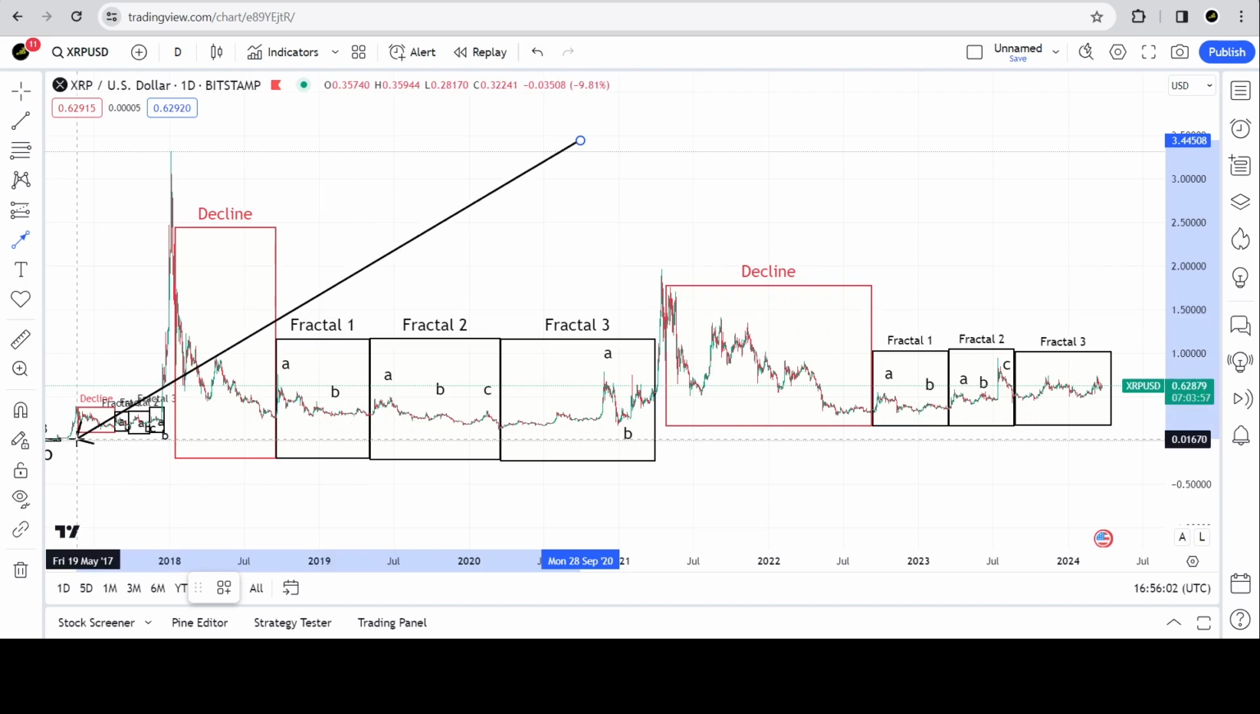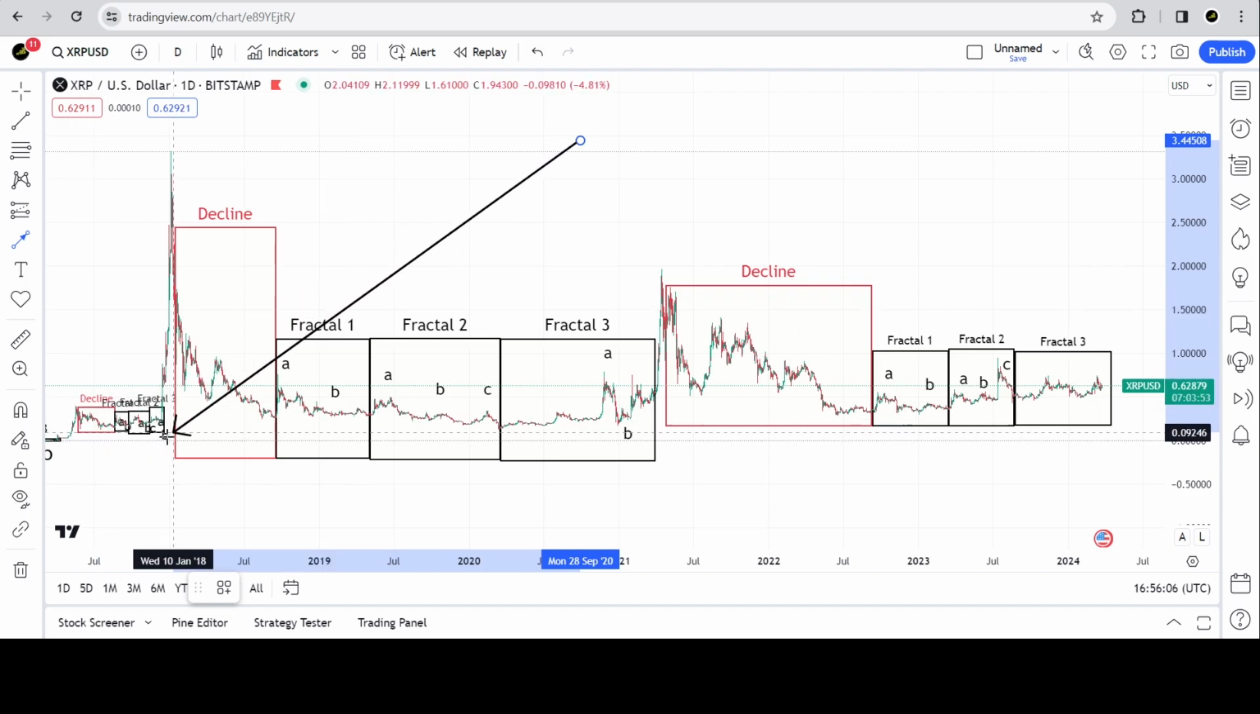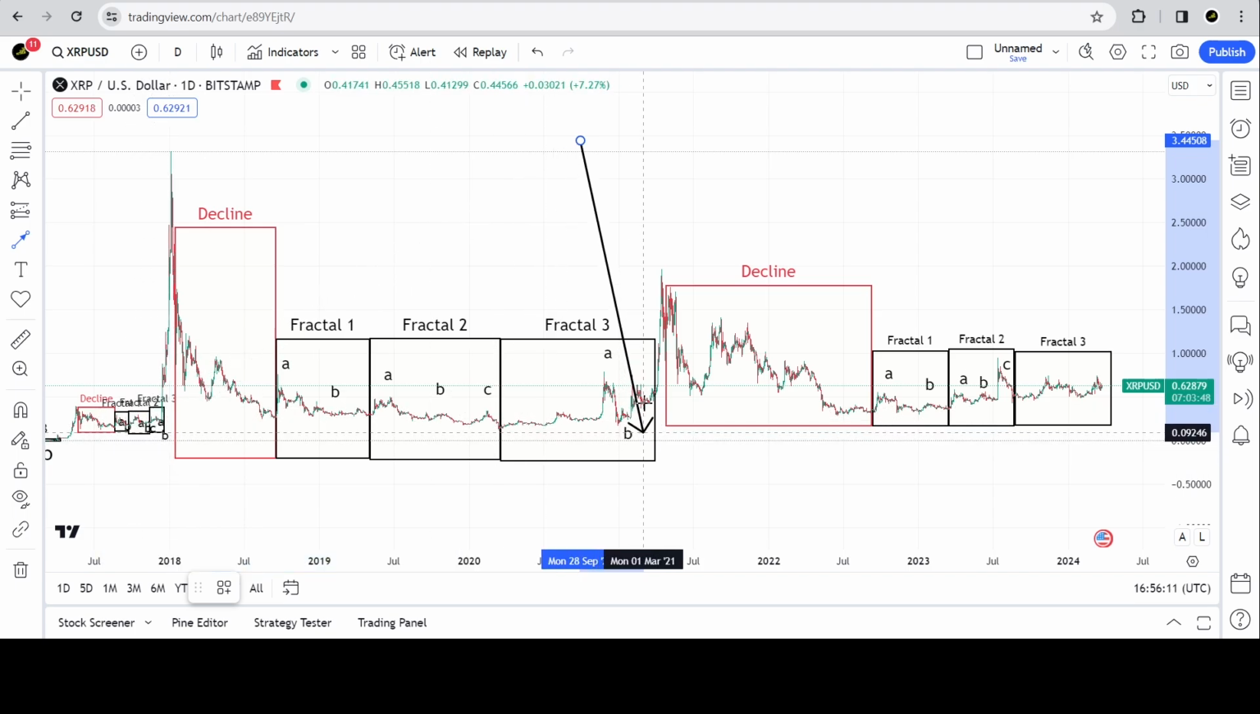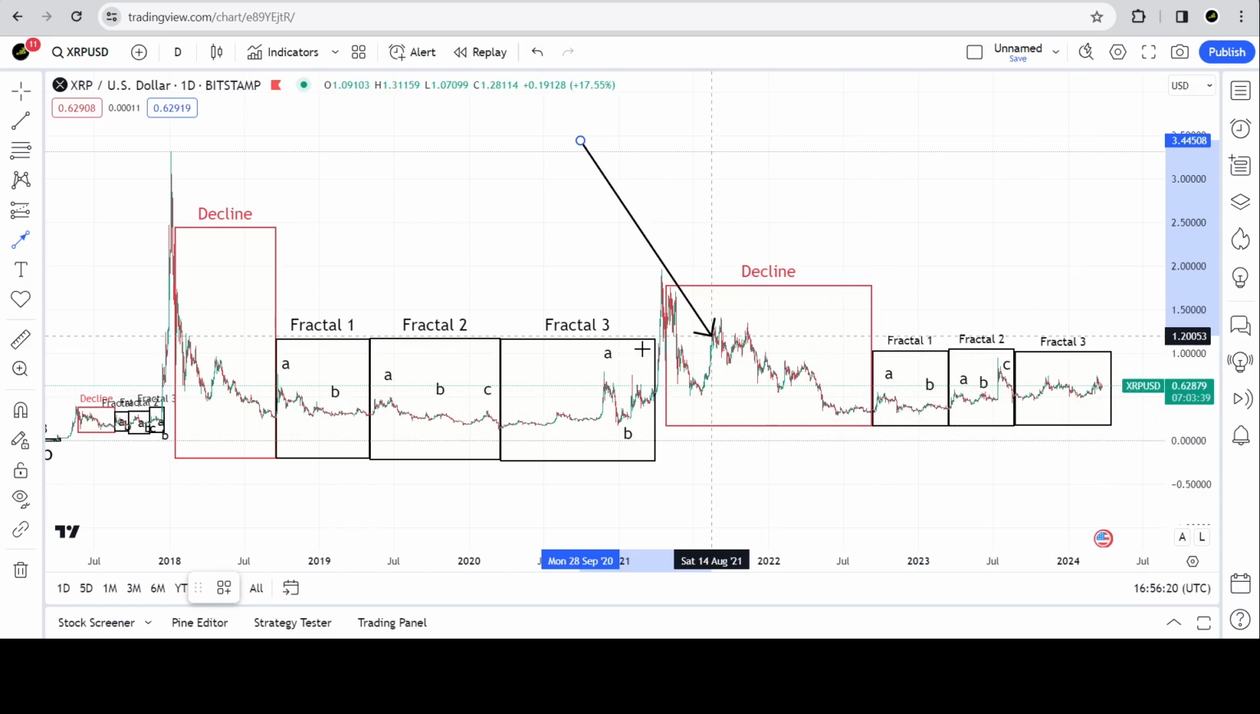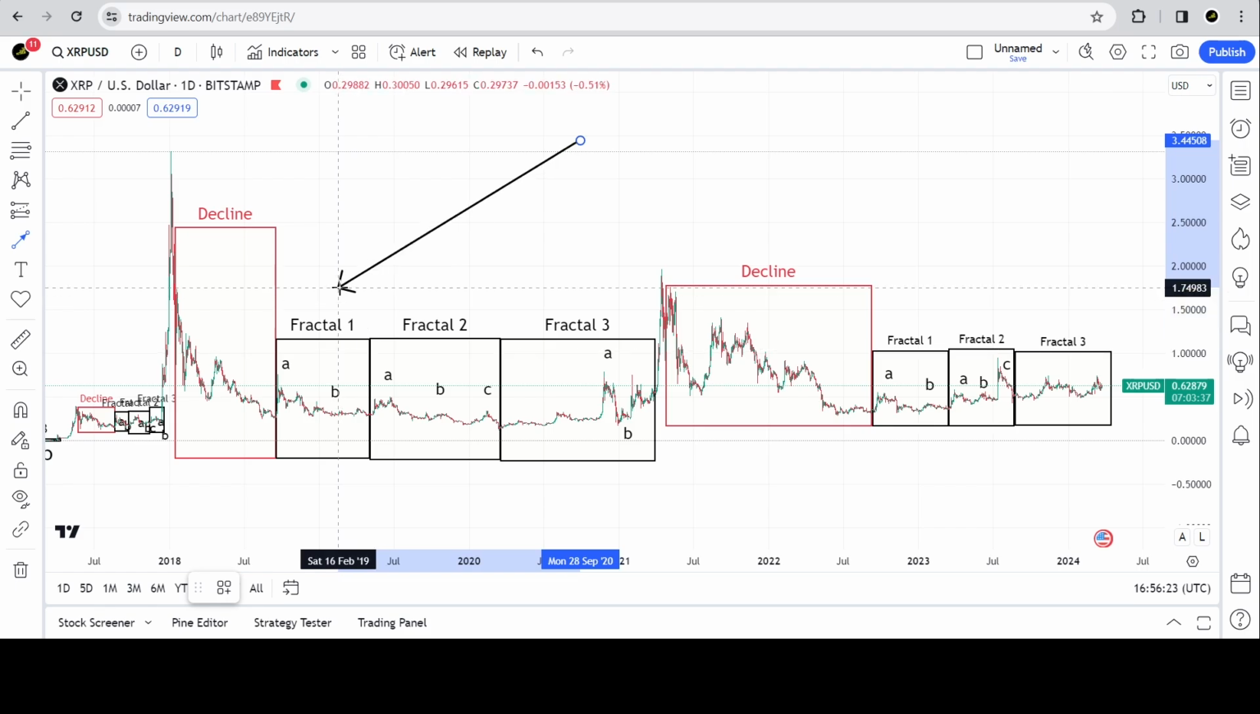We see it down here in this smaller iteration of it: a bull run, a decline, and then this sideways range-bound part. We see it over here, where we have a bull run, a decline, and we are working through this sideways range-bound time. Now I take this sideways range-bound time and I break it up into three separate fractals.